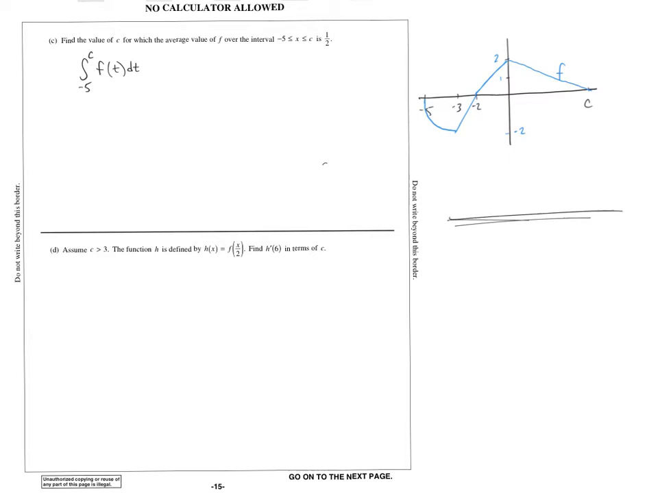Well, the way you get the width is you start at the right end and you say, okay, that's c, and then you subtract the left end and you get c plus 5, which makes sense because this is c units over here and 5 units over there, so the total distance is c plus 5 units.